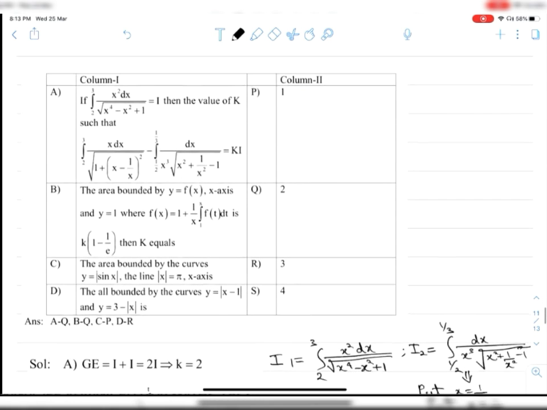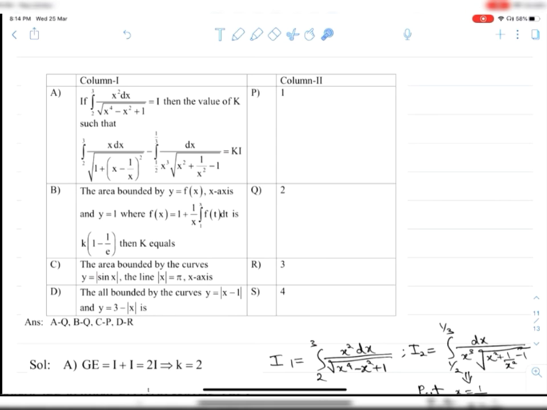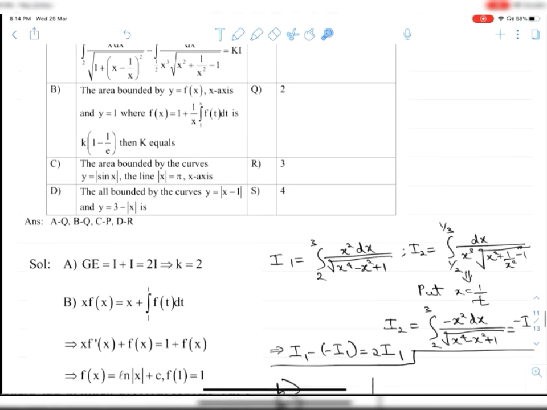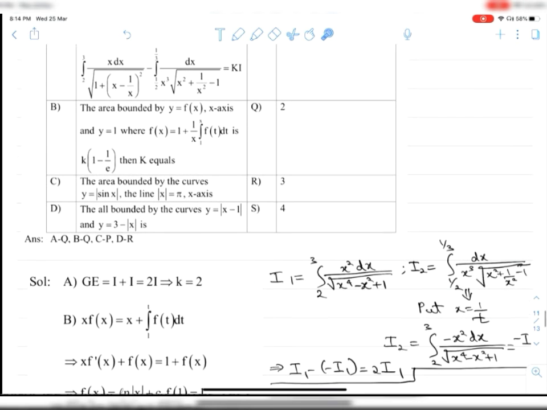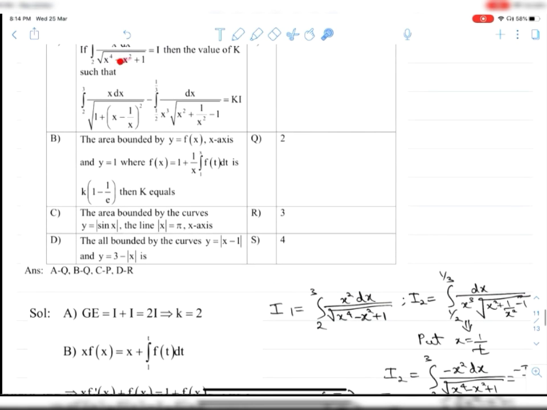We will go for the matching. Integral 2 to 3 x square dx over square root of x power 4 minus x square plus 1. We gave it as I. Then the value of k such that this value is equal to k. So I'll divide it into two parts. I'll take this as I1 and this as I2. I1, if I manipulate, that is if I multiply in the numerator and denominator by x, I'll simply get I in this one. This part is nothing but I.